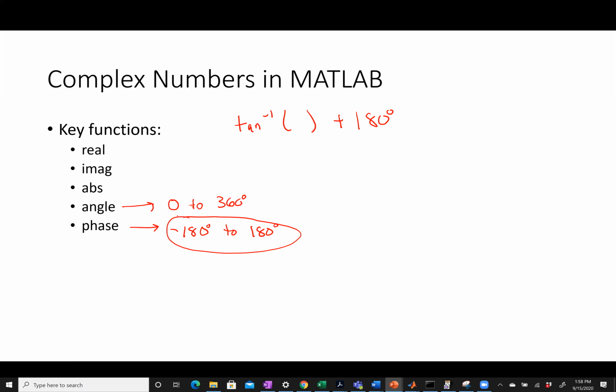They're completely identical, but it's important to note. So I throw those out there because you're going to want to use those to potentially help you check your answers as you go through the homework. Those are some really key functions for dealing with complex numbers in MATLAB. All right.